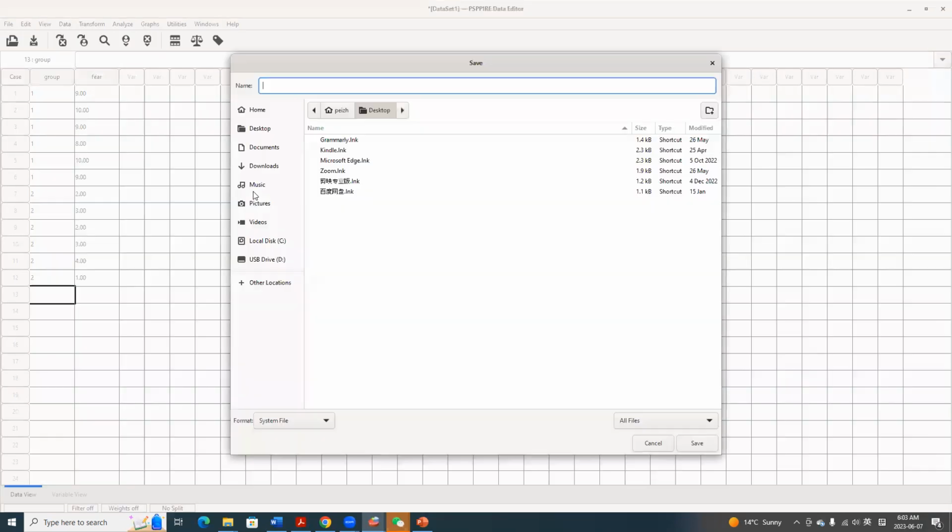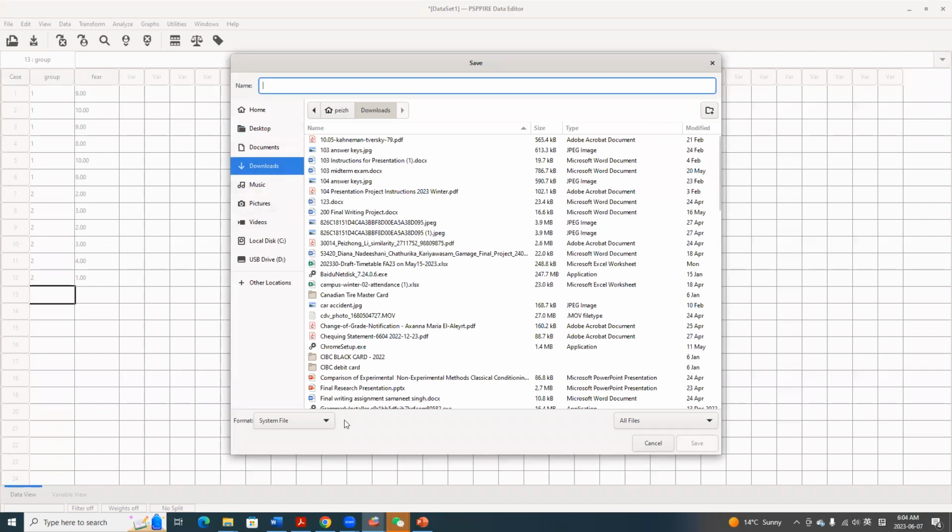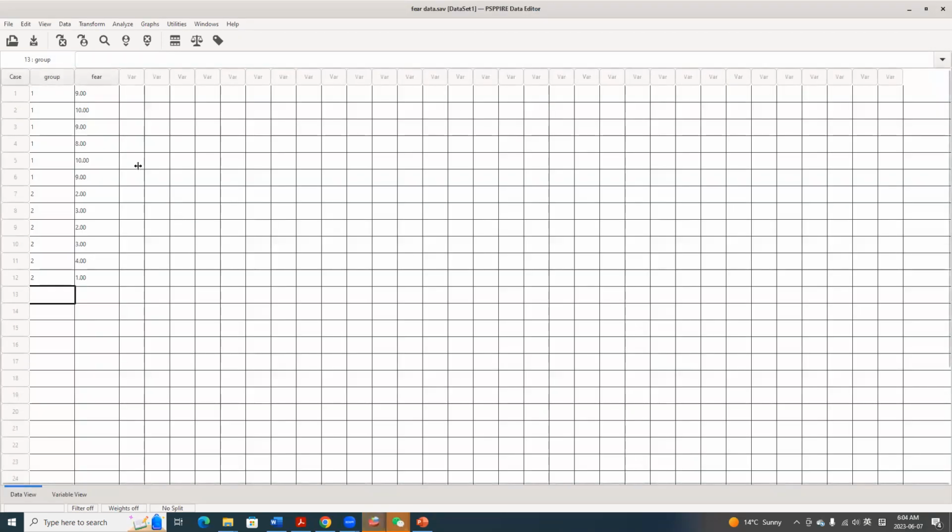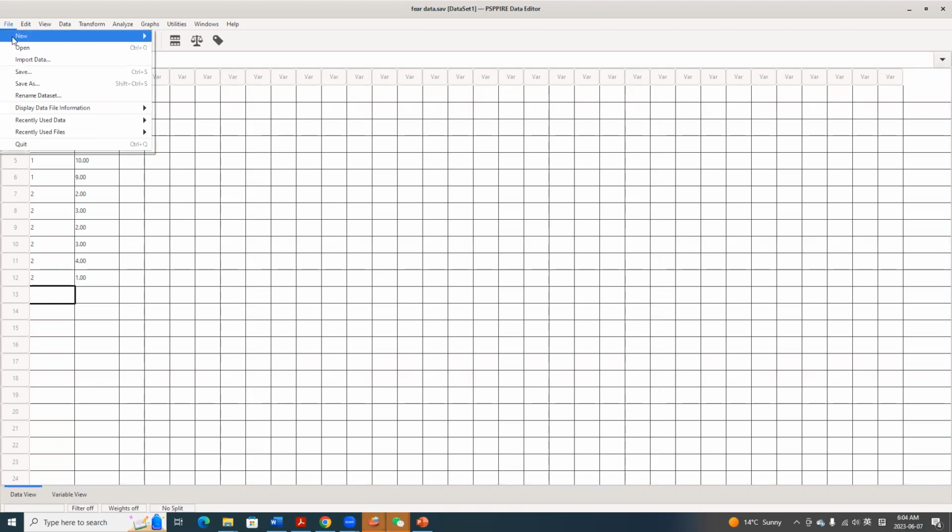I'm going to save this file somewhere. Let's see here. Let's save it in downloads, and call it fair data. I'm really not used to this PSPP. Let's get a new data file.